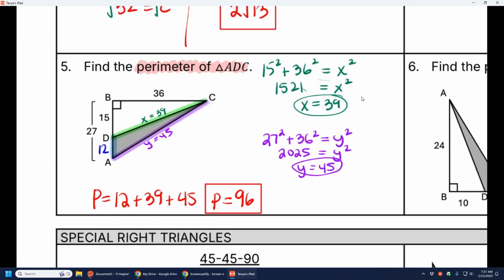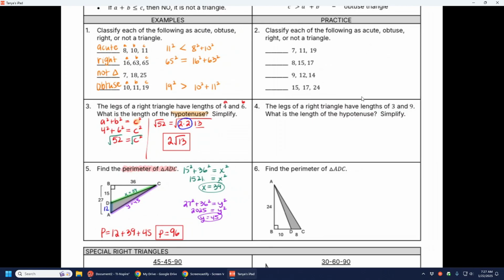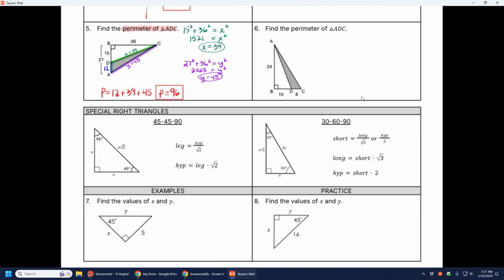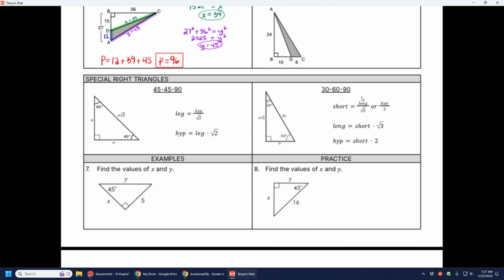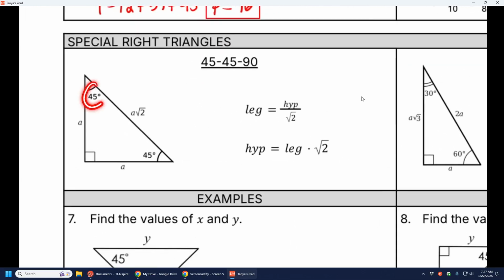Okay, so that's what you're going to need to know for the Pythagorean theorem. The other thing that we learned about was special right triangles, and there are two types. There's the 45, 45, 90, where at least one of the angles will be labeled 45. Then we have our right angle, so across is always going to be the hypotenuse. So wherever the right angle is, that is the hypotenuse. The other two are just legs.